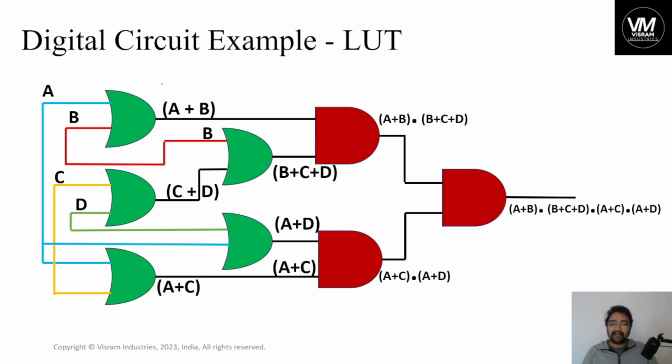So one best example for digital circuits, how these digital circuits are made. I have made a random equation. Let us take a Boolean equation. What is this? Product of sums?